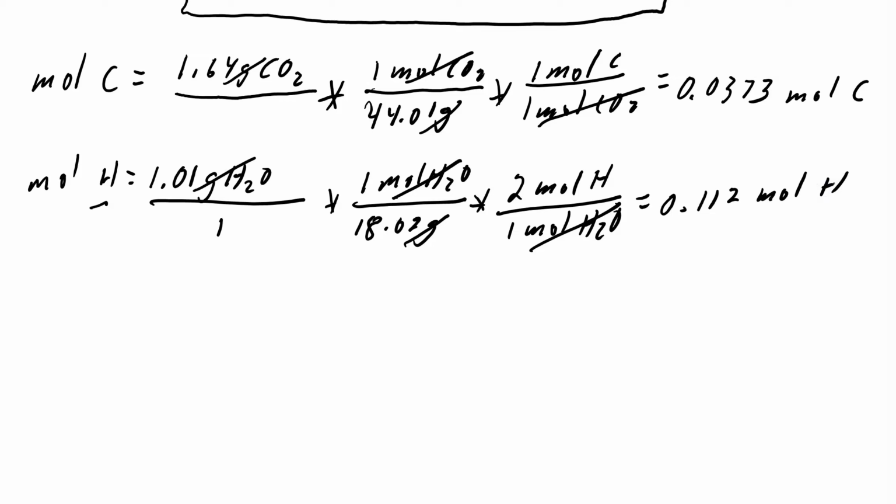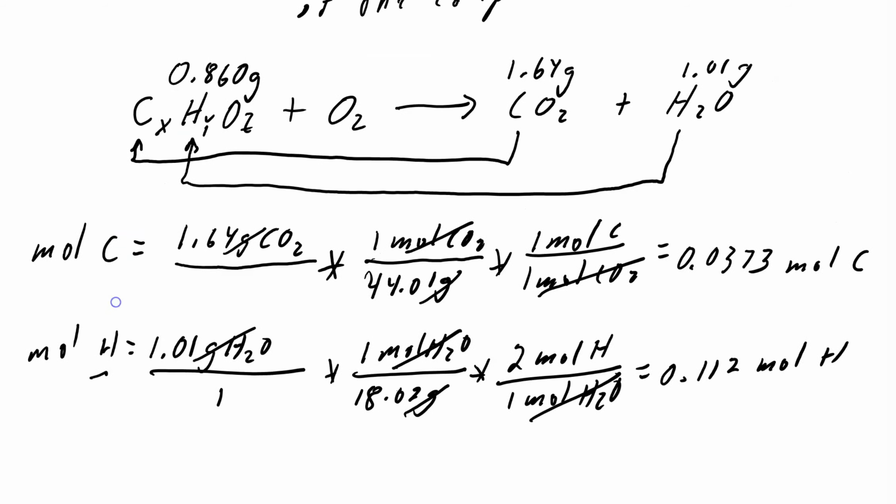So we now have moles of carbon, moles of hydrogen. We can't get moles of oxygen by the same approach because, as I already mentioned, we have oxygen coming from 2 places, from the compound and from the oxygen in the atmosphere supporting the combustion reaction. We have to get the mass of oxygen first by difference.